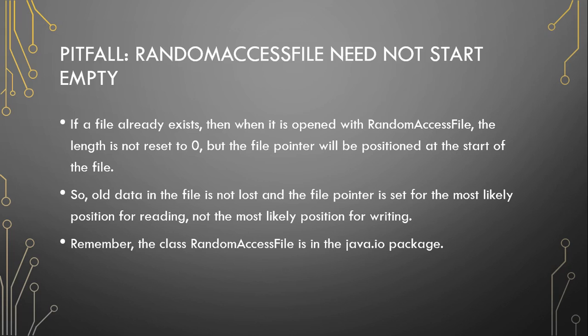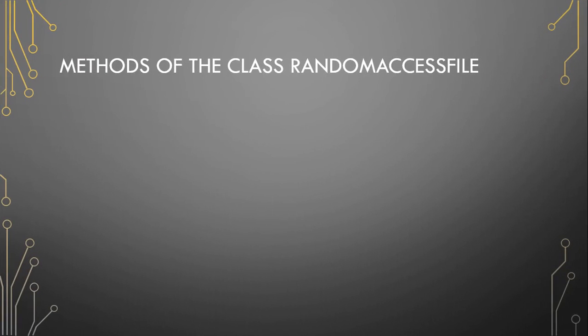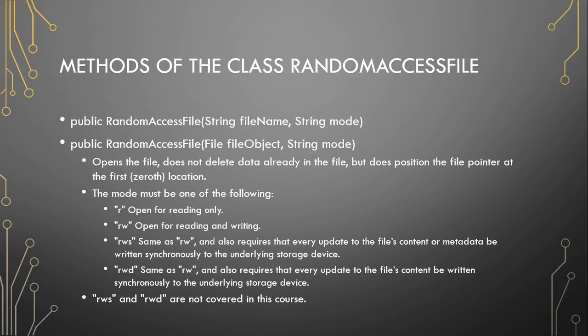All right, so just keeping this in mind, the last thing to promote is that the class RandomAccessFile is within our java.io package. Here are those methods that I promised us to look at. Of course, when you make your RandomAccessFile, it's going to contain a String file name followed by a String mode. You can of course also do a File object and a String mode. Both of these are going to open the file, which does not delete the data already in the file, but does position the file pointer at the first, or the 0th, location.